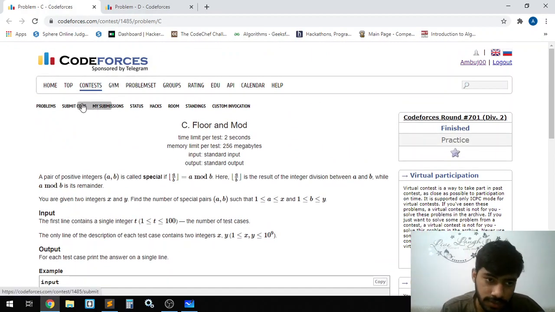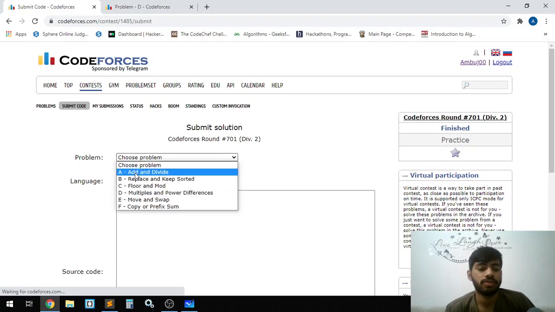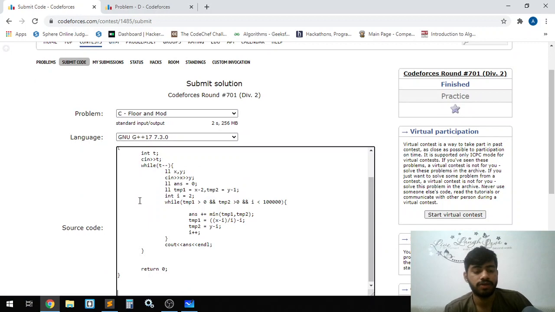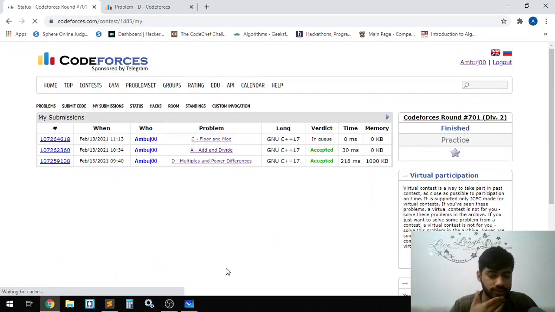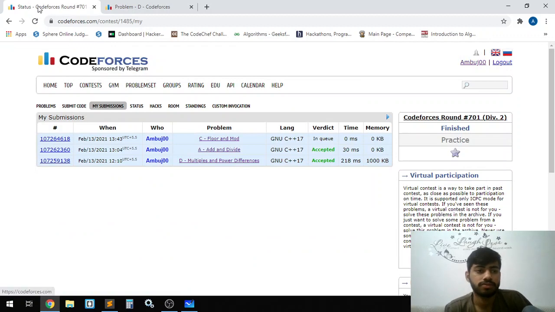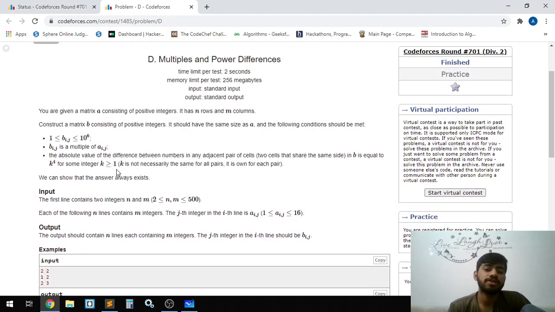Okay, let me just submit the solution for the correctness of the solution. Okay, accepted. Now move to the next problem, that is problem number D.